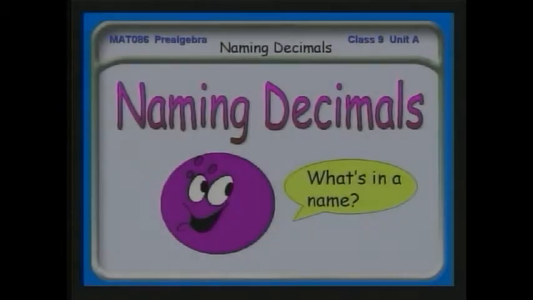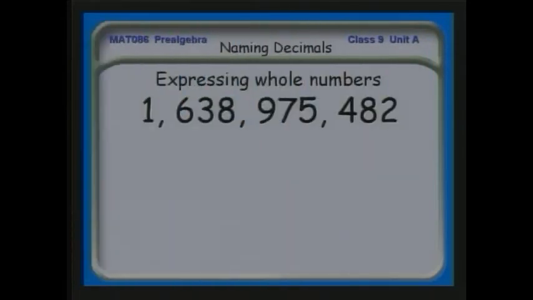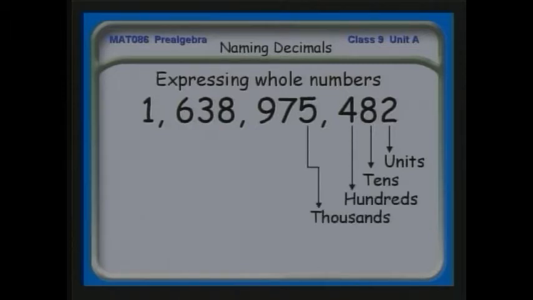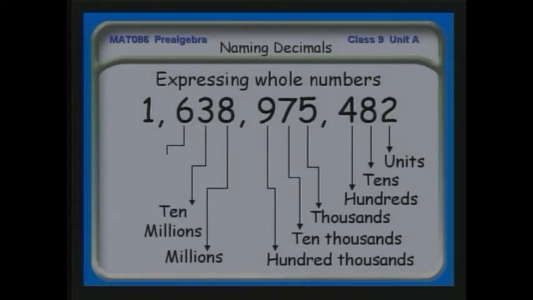We're going to look at how to name decimals. First of all, let's just review. When we have whole numbers, we start with units, tens, hundreds, thousands, 10,000s, 100,000s. Now we're getting into lottery money here. Millions, even better. 10 millions, 100 millions, and finally billions.